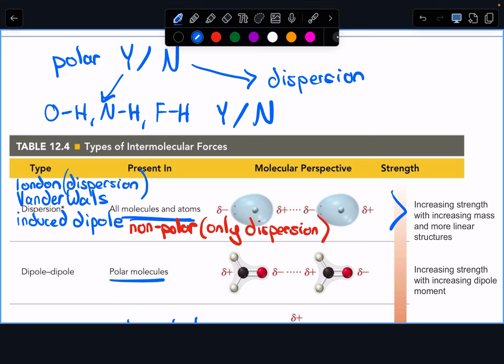So polar or not, if it's not, it's just dispersion forces. If it is polar, you need to ask yourself if it has those special bonds. If it doesn't, it's dipole-dipole. So these are polar molecules without those special ones. If it does have those, then it's hydrogen bonding.